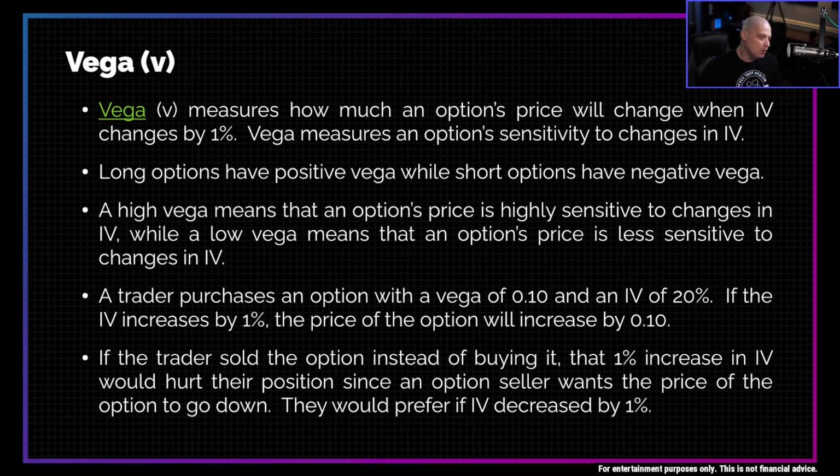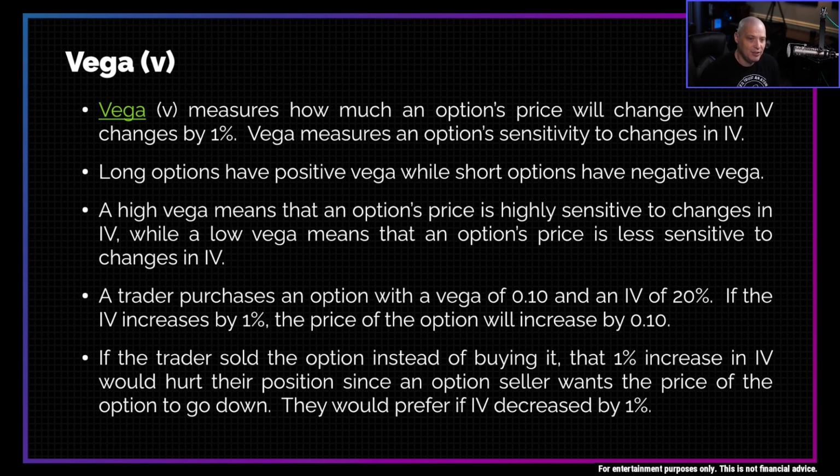So what is Vega? Well, Vega measures how much an option's price will change when IV changes by 1%. So if the implied volatility of the underlying stock that you're buying or selling the option on increases by 1%, how will that affect the option's pricing? What if it decreases by 1%? How will that affect the option's pricing?